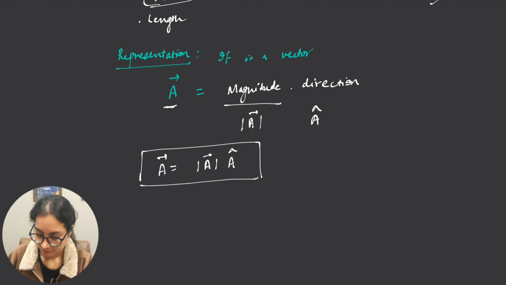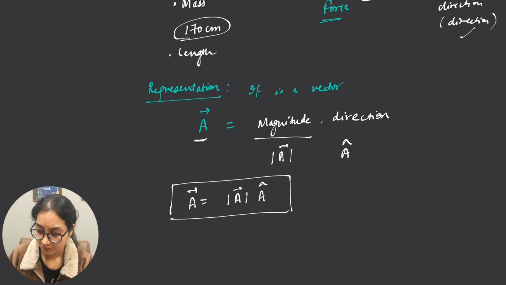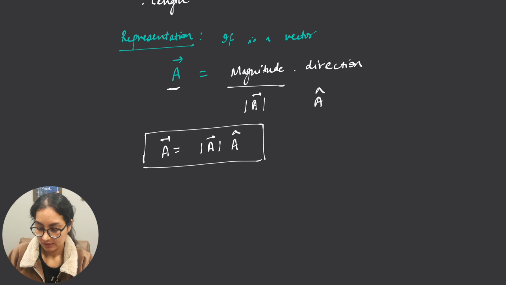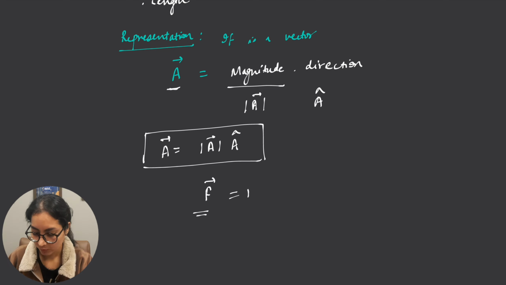Now, in our example, our force was a vector quantity. So how will I represent force? Arrow on top of it. This is how we will denote force.